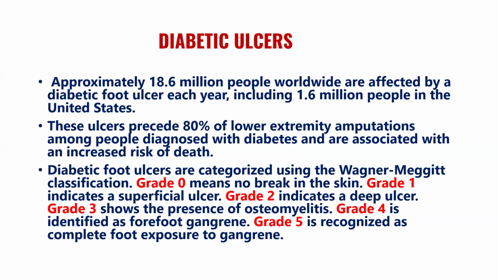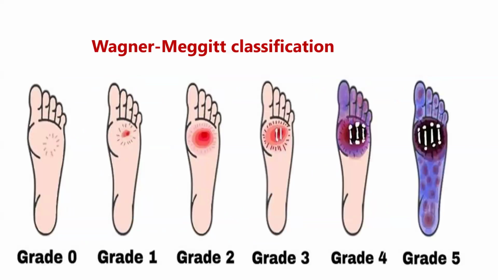Diabetic foot ulcers are categorized using the Wagner-Meggitt classification. Grade 0 means no break in the skin. Grade 1 indicates a superficial ulcer. Grade 2 indicates a deep ulcer. Grade 3 shows the presence of osteomyelitis. Grade 4 is identified as forefoot gangrene. And grade 5 is recognized as complete foot gangrene. Wagner-Meggitt classification from grade 0 to grade 5.